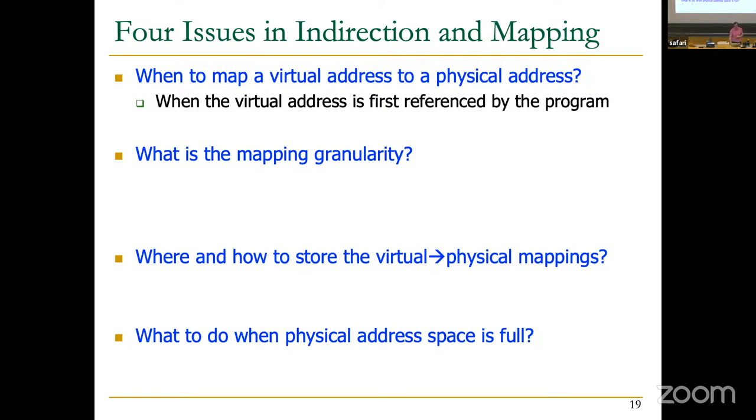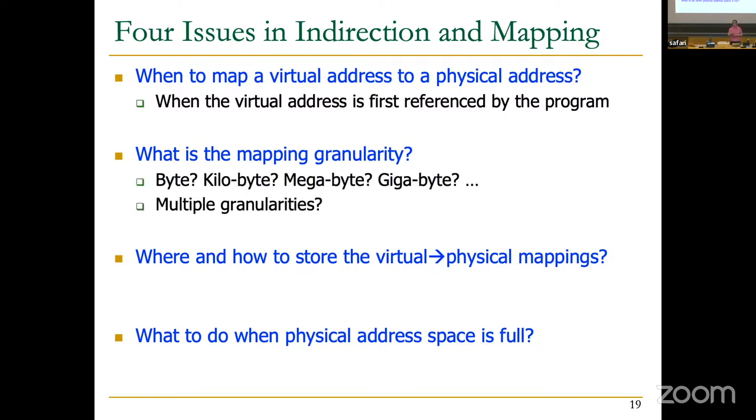So what is the mapping granularity? This is important. I showed you 4 kilobyte, for example, right? But it could be byte granularity. It could be kilobyte. It could be megabyte. It could be gigabyte. We have multiple granularities. Existing systems actually have multiple granularities with some pain. This is not an easy task, let's say.